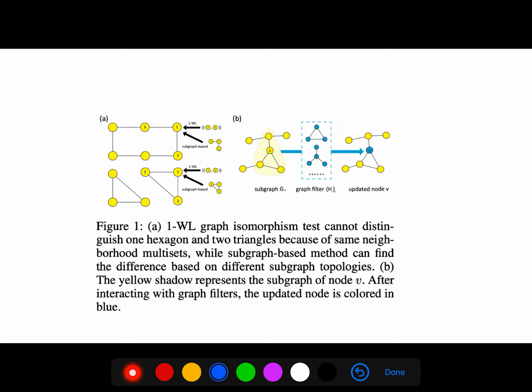So you see, this is the 1WL test. The 1WL graph isomorphism test cannot distinguish one hexagon and two triangles because of the same neighborhood multisets.